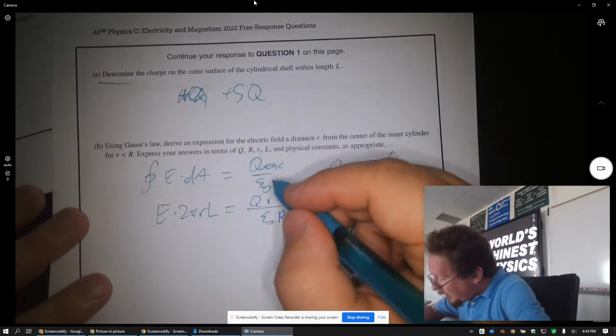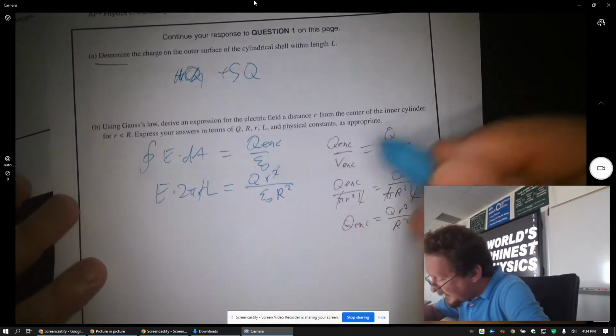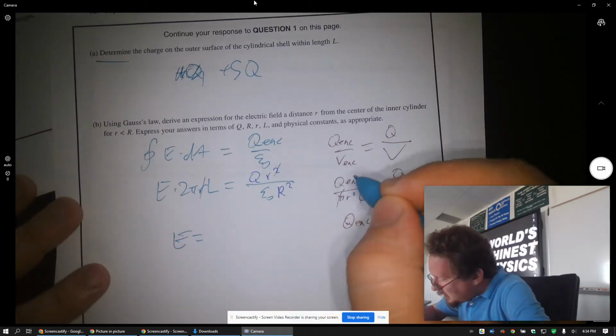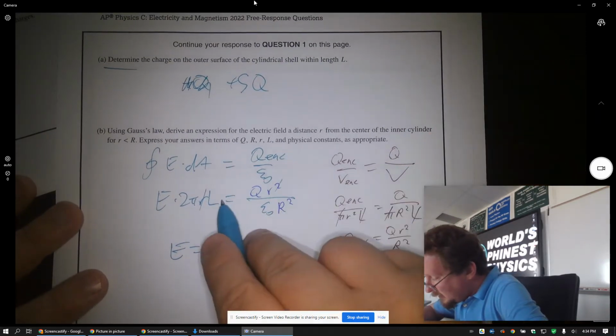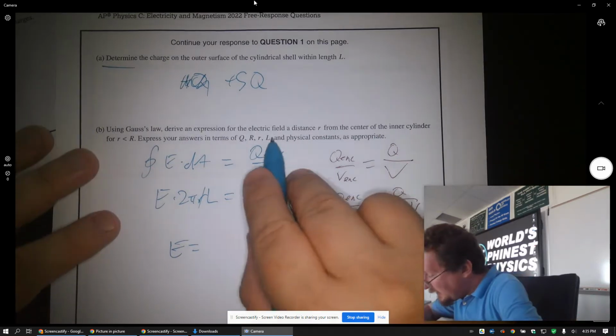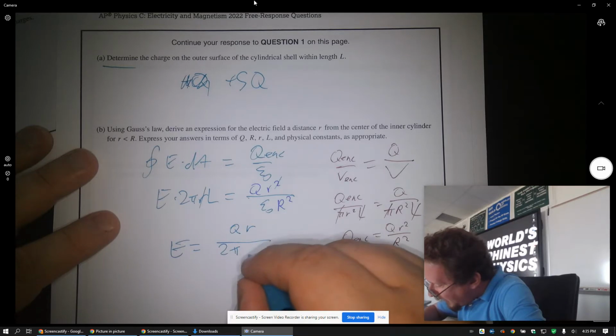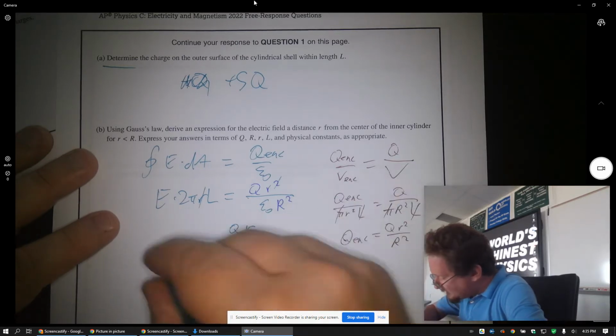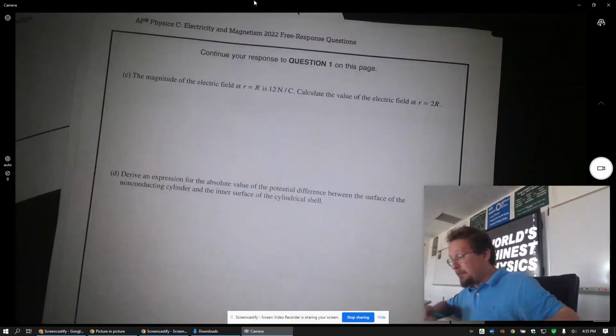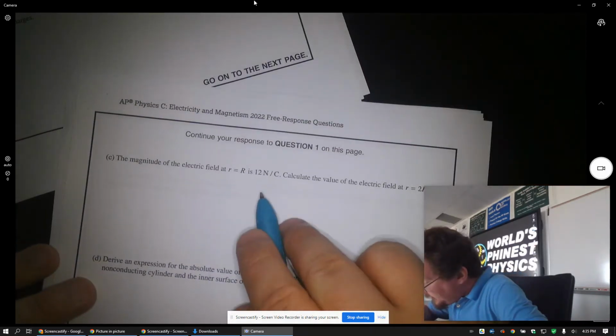Okay, so I'm going to have some partial cancellation. Is L given? Yeah, L is given. So E equals Q r over 2 pi epsilon naught L big R squared. Okay, the magnitude of the electric field is that.